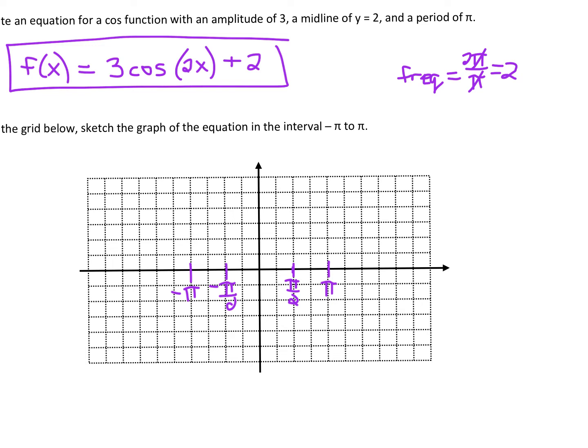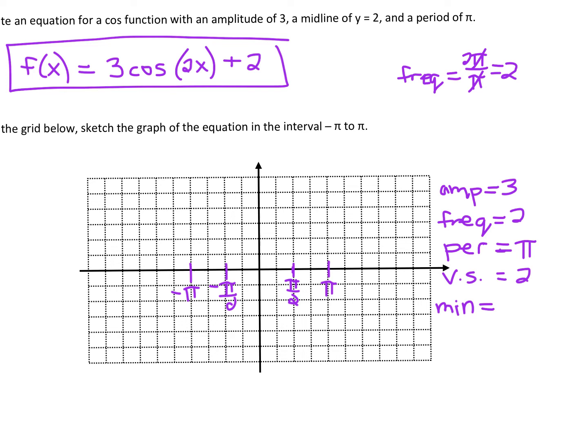So I just like to list everything out. So the amplitude we know is equal to 3. The frequency we found to be 2. We were told that the period is equal to pi, and we know the vertical shift is equal to 2. Okay, I also want to find the min and the max. Now we know that the min is equal to our vertical shift minus the amp. So 2 minus 3, which equals negative 1. So that's the minimum that we're going to need on the y-axis.